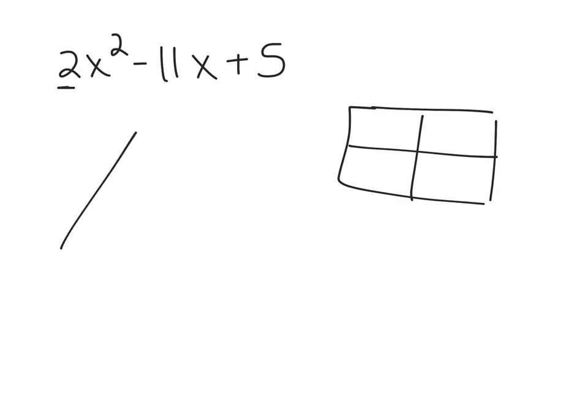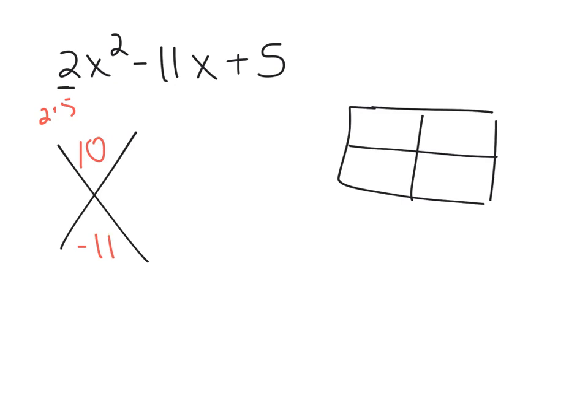So the first thing you want to do is remember that the top is what you multiply to get to, and that's going to be your 2 times 5. And so this is where the 10 comes in, and then this is the negative 11.